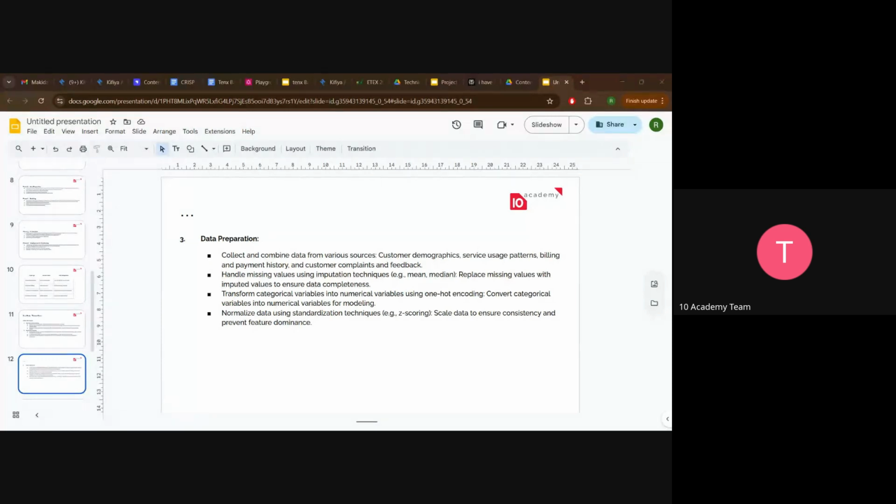Okay, the question is, let's try to make a case study on a specific scenario, which is reducing churn rate at a telecom company. Based on that, what do you think is your business understanding?